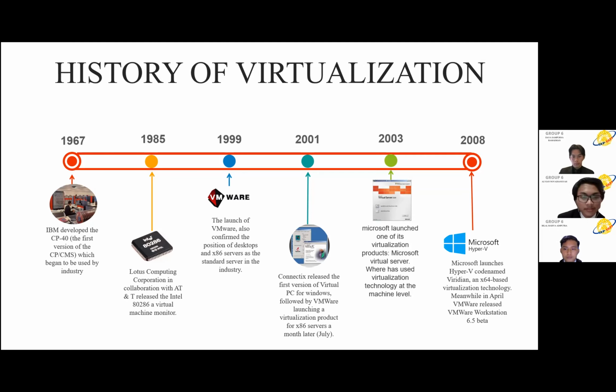In 2003, Microsoft launched one of its virtualization products, Microsoft Virtual Server, which used virtualization technology at the machine level. And in 2008, Microsoft launched Hyper-V, codename Viridian, an x64 trusted virtualization technology. Meanwhile, in April, VMware released the firmware version 6.5 beta.